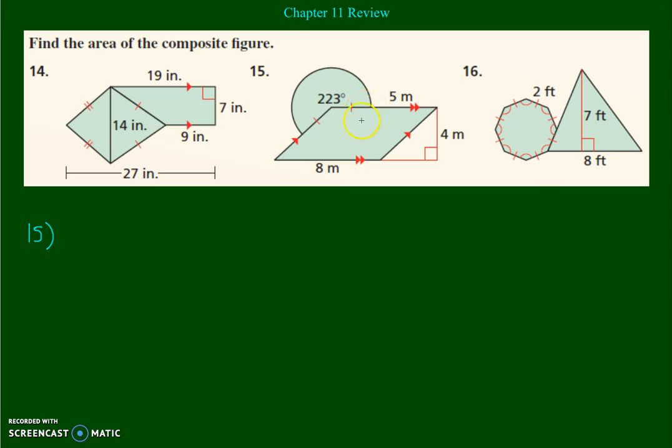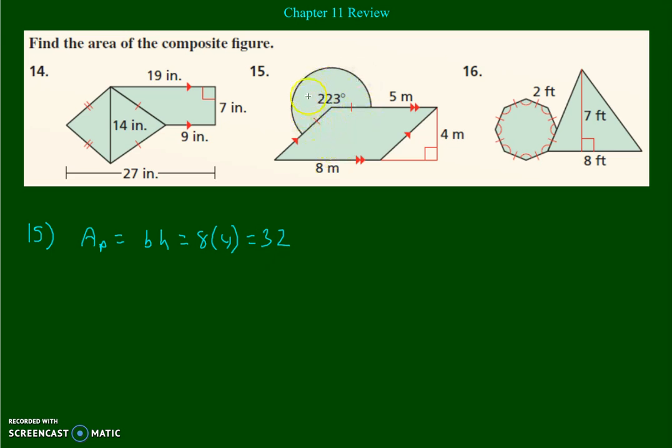All right, well, to start off with, the easiest one would be the area of the parallelogram. So let's call that area of the parallelogram, which is just base times height. The base is 8, the height is 4. So base times height, which is 8 times 4, which is 32.